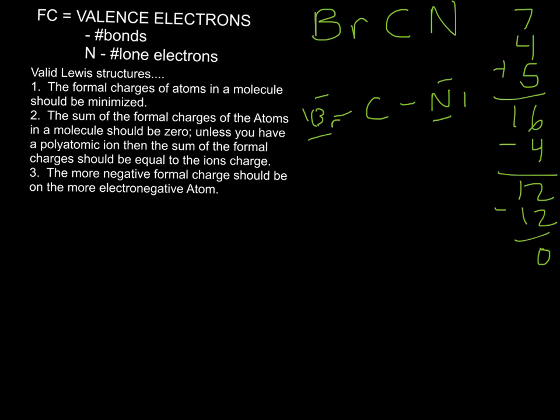Is carbon happy at the moment? No. Very sadly, carbon is not happy, because carbon at the moment only has 2 valence electrons, and how many does it want? It wants 4. So we're going to have to share some electrons. In order to do this, we could have an equitable system where bromine shares one pair, nitrogen shares a pair, in which case our Lewis structure would be this.